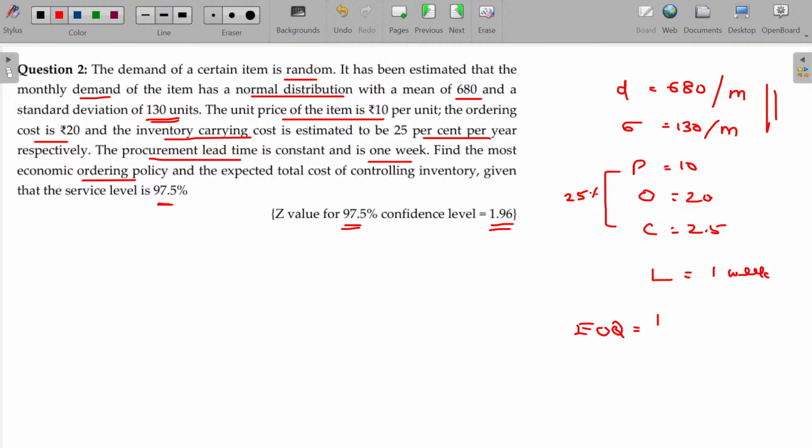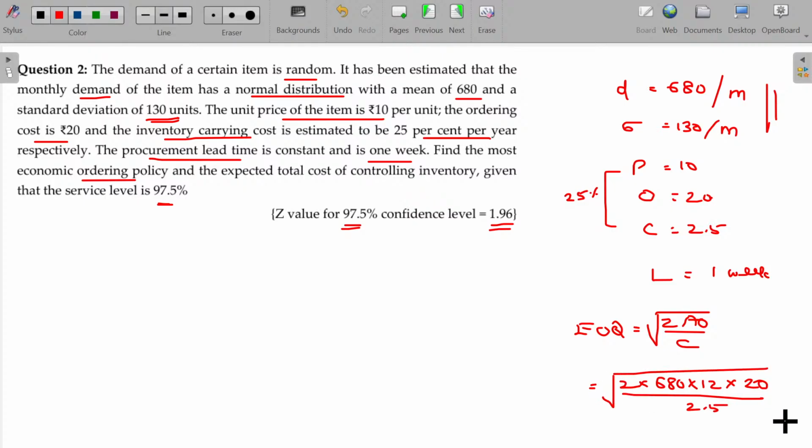EOQ is equal to root of 2AO by C. 2 into annual demand, being 680 the demand per month into 12 months, into ordering cost being 20, divided by carrying cost in this case being 2.5. Come on, make a note of it. Is it 361 units? Yeah. Now find out the reorder level.